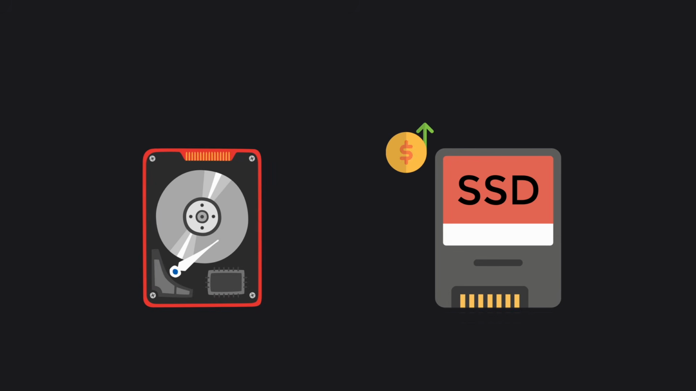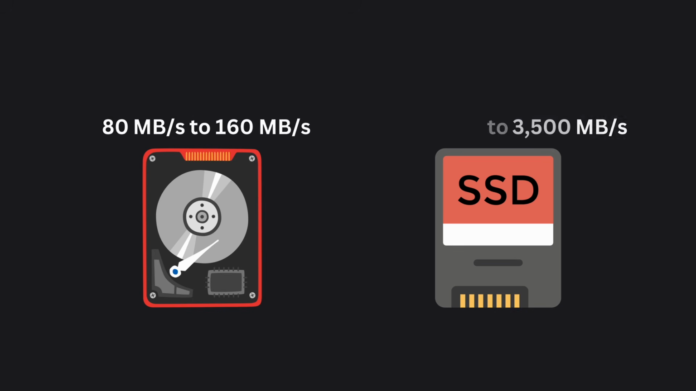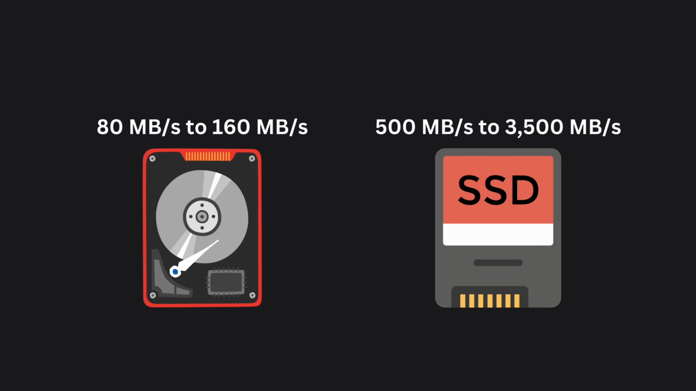While SSDs are more expensive, they offer significantly faster data retrieval than HDD. For instance, an SSD may have a read speed of 500 megabytes per second to 3500, while an HDD might offer 80 to 160 megabytes per second.